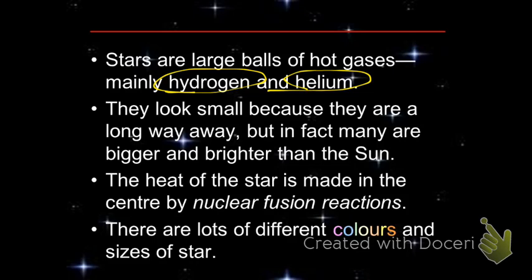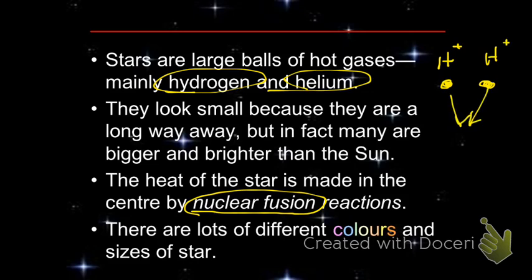It says there they may look small, but because they are a long way away, this is a star. But in fact they're bigger and brighter than the sun. Okay, in the centre of a star there is nuclear fusion. Who can tell me what nuclear fusion actually is? Two things getting joined. So if we have hydrogen and another hydrogen, they get joined together. Anyone know what that would make? Helium.